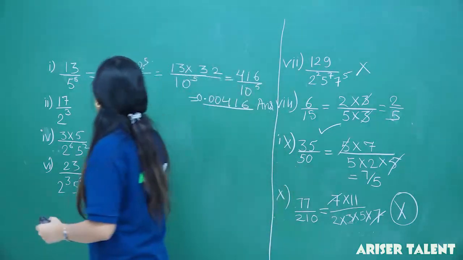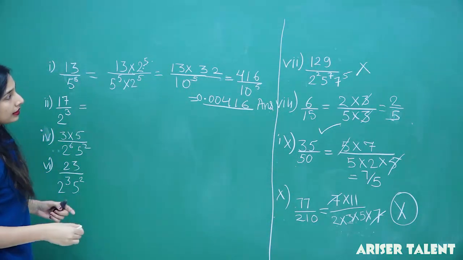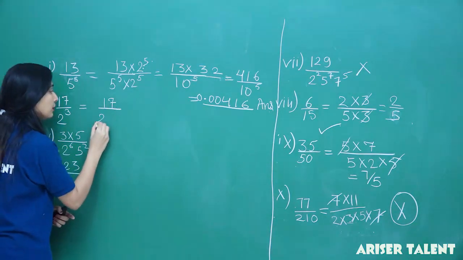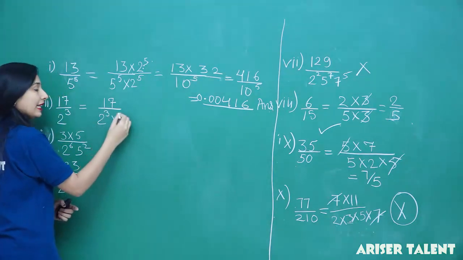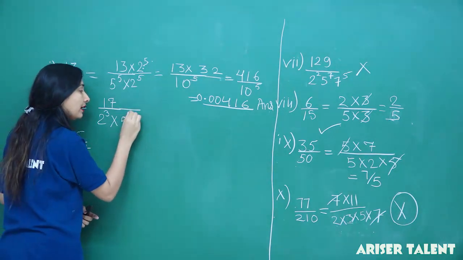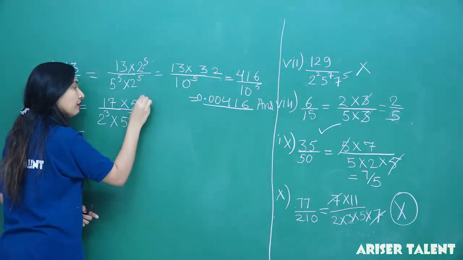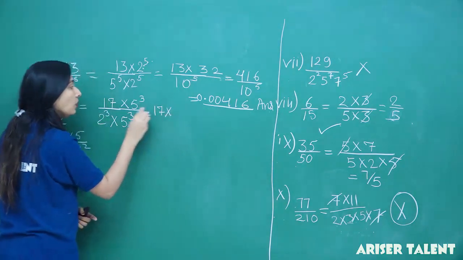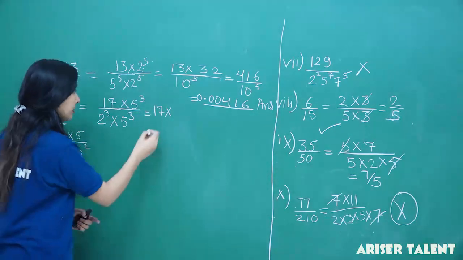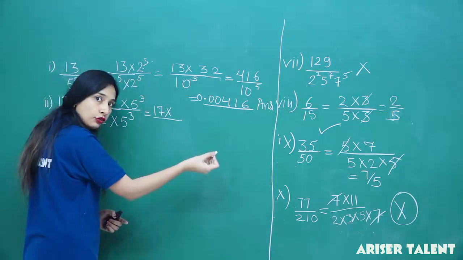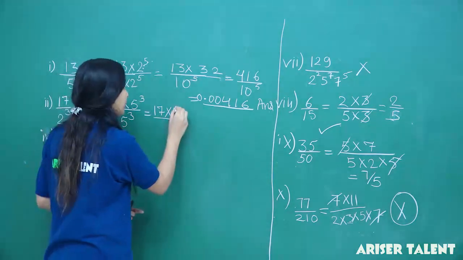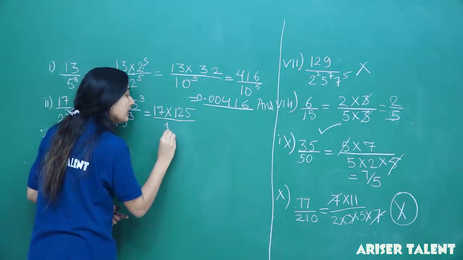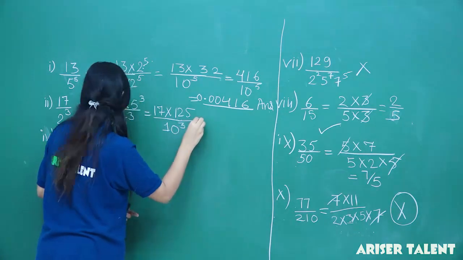Now the second one. 17 divided by 2 raised to power 2. 2 raised to power 3 can be rewritten as 5 raised to power 3, and here again 5 raised to power 3. So 17 as it is. Now 5 raised to power 3 is nothing but 5 5s are 25, 25 5s are 125. 17 multiplied by 125, and in denominator you will have 10 raised to power 3.